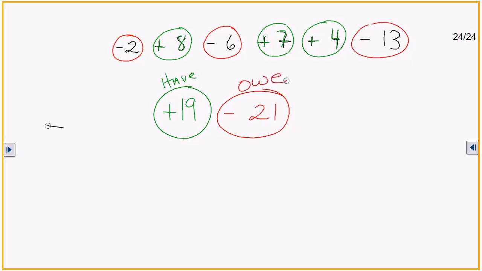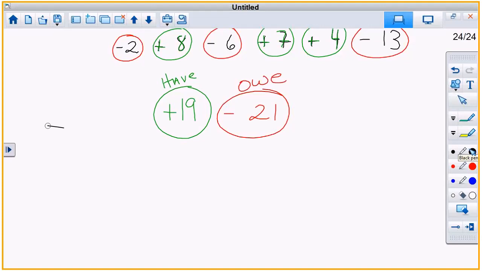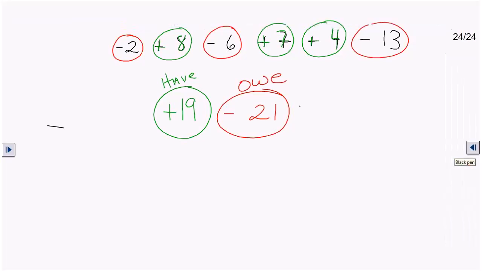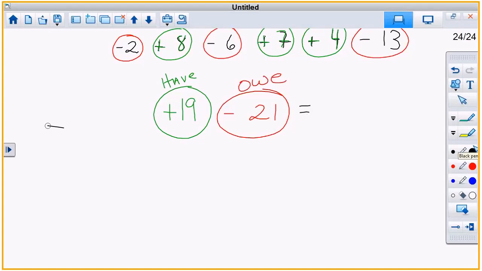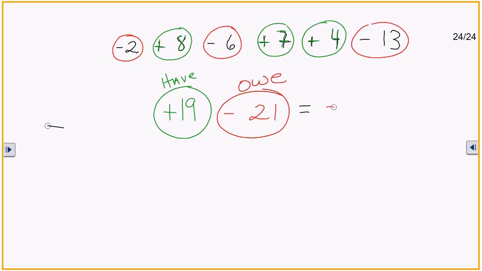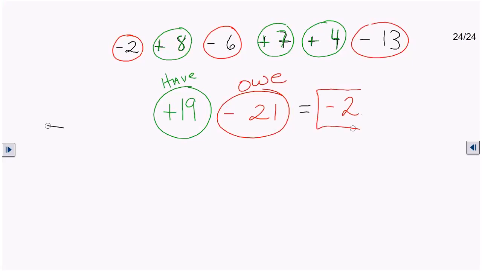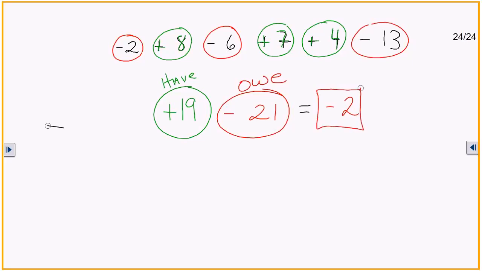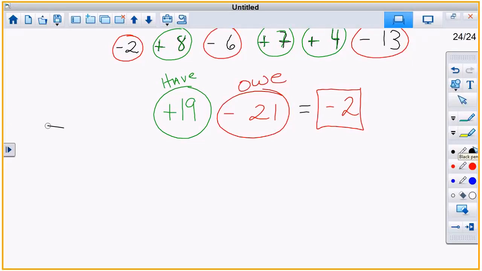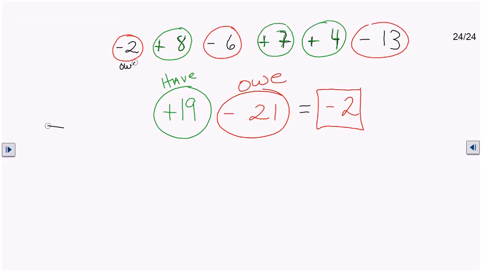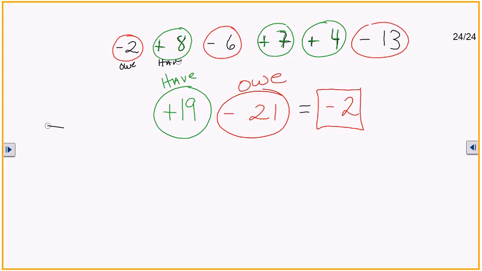If I have 19 in my pocket, and I owe 21, then my debt is greater than my income, so my answer is going to be I owe. And then, of course, 21 minus 19 is 2. So I owe $2. Now, you could have gone across, and you could have done this. I'm just going to write it in black. What's -2? You owe $2. You have $8. Well, if you owe 2 and have 8, you have 6.